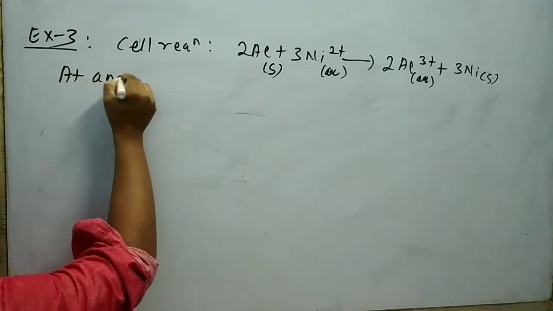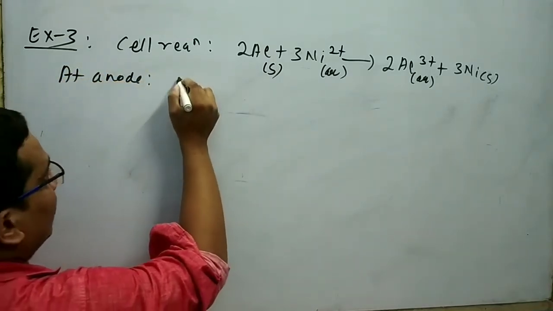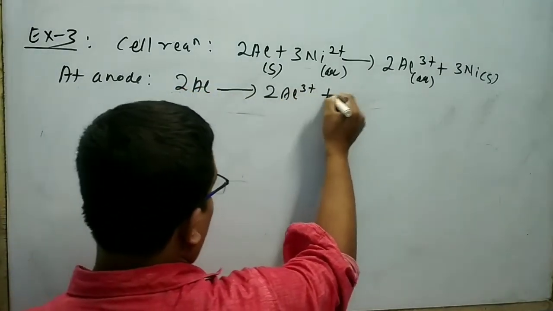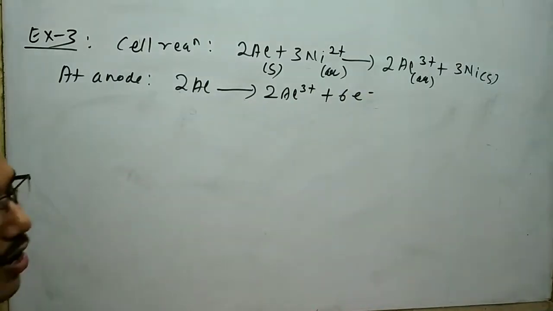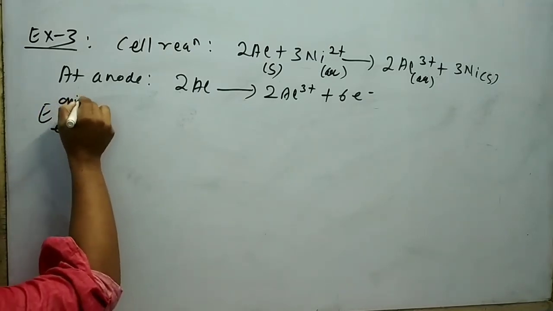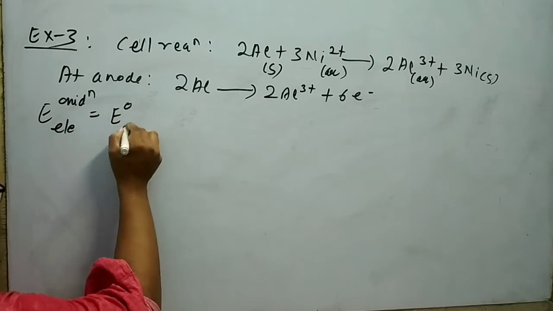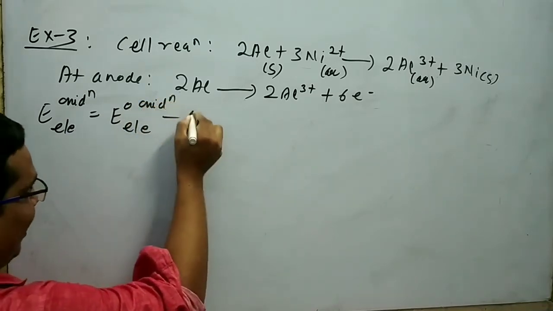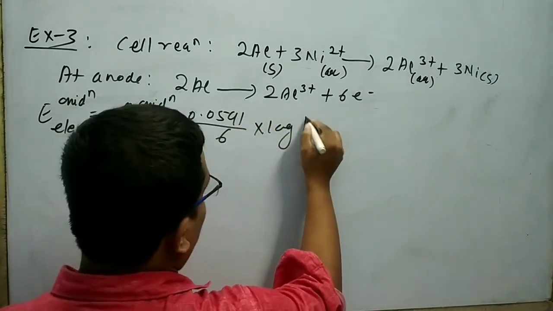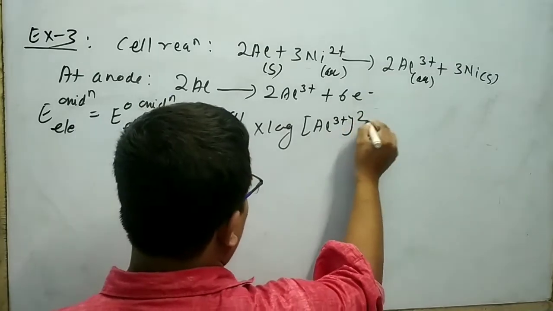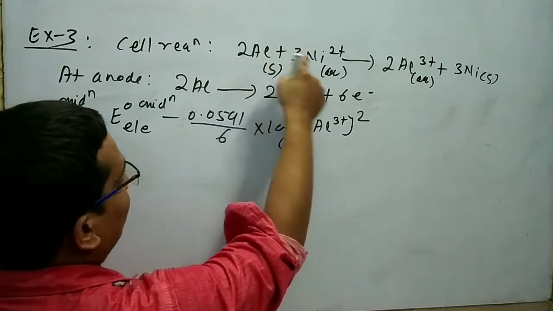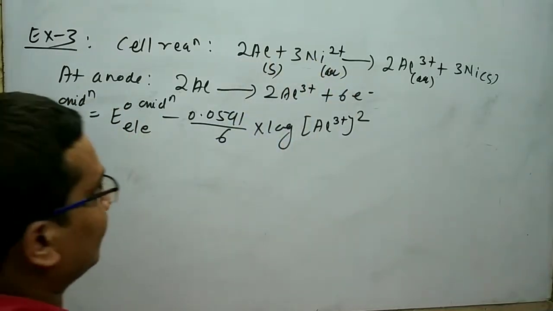At the anode, 2Al gives 2Al3+ plus 6 electrons. Now I can write the Nernst equation for this reaction. E electrode oxidation equals E0 electrode oxidation minus 0.0591 divided by 6 into log of concentration of Al3+ power 2. Here 6 electrons are transferred from 2 aluminum atoms to 3 nickel ions.